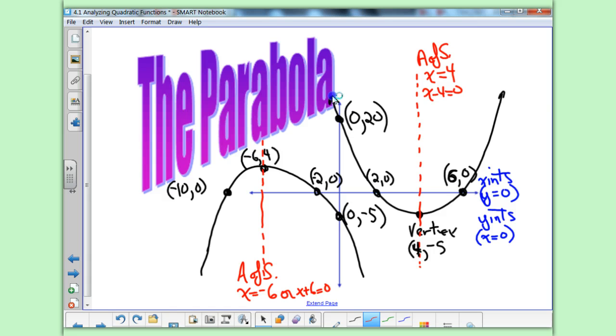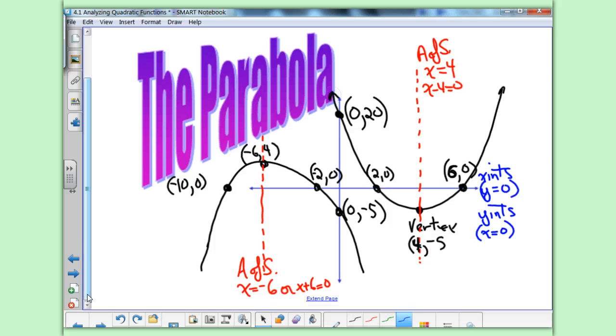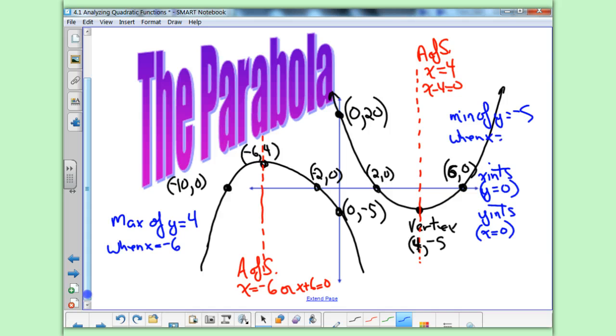And the last thing that we want to draw attention to is the types of parabolas these are, or quadratic functions. This parabola over here has a maximum. It has a maximum of y equal to 4 when my x value equals minus 6. So this is a maximum parabola, and over on this side, this parabola has a minimum of y equals minus 5 when my x value equals 4. Okay, so there's mins and maxes.